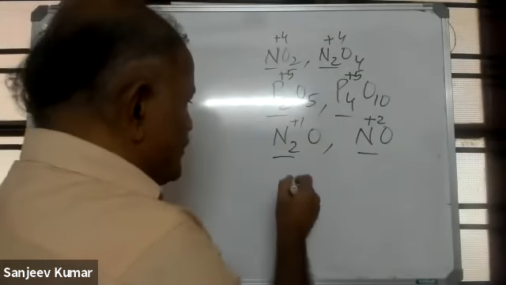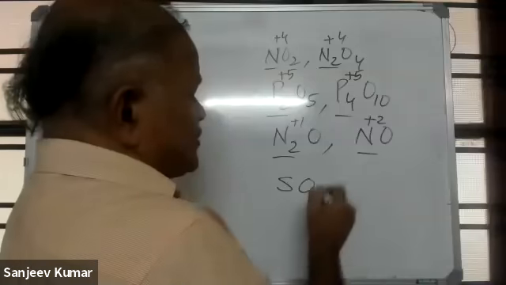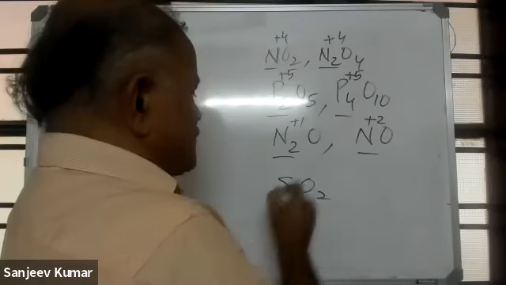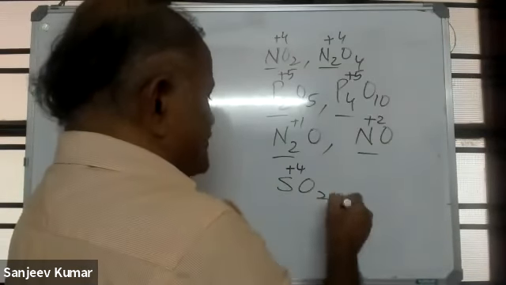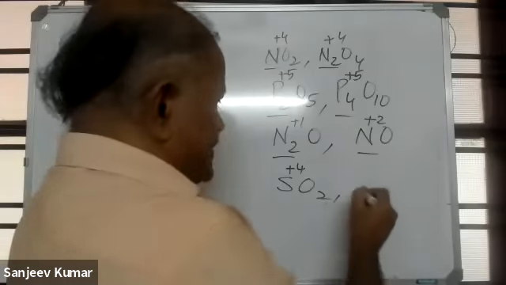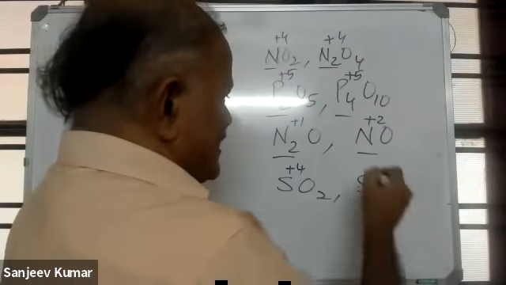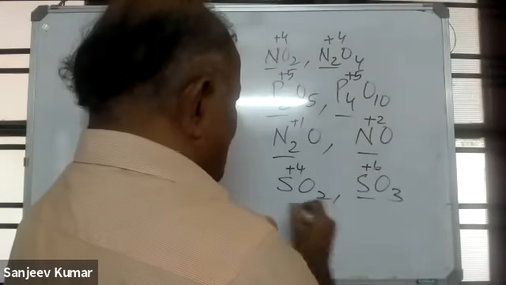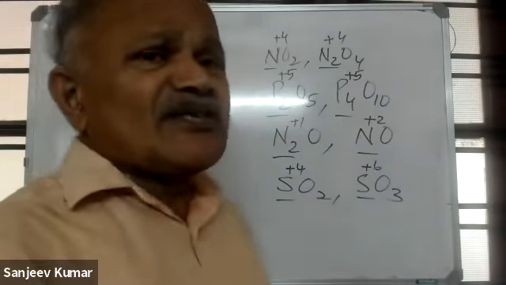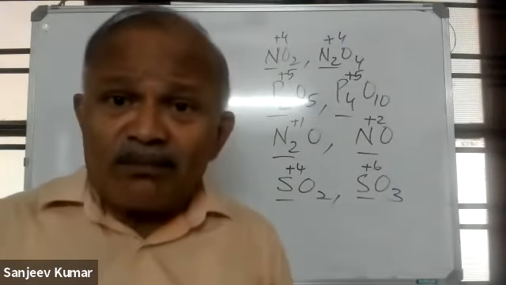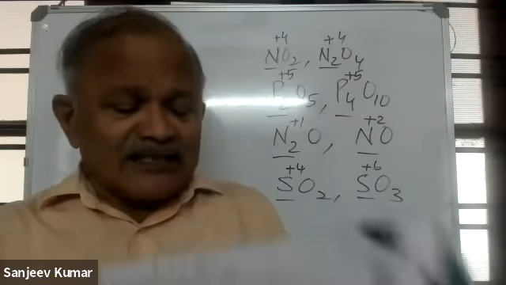In SO2, oxygen is minus 2, 2 oxygen atoms give minus 4, so sulfur is in the plus 4 oxidation state. In SO3, oxygen is minus 2, 3 oxygen atoms give minus 6. Therefore, sulfur is in the plus 6 oxidation state. Therefore, the change is from plus 4 to plus 6. That is, the change is 2.